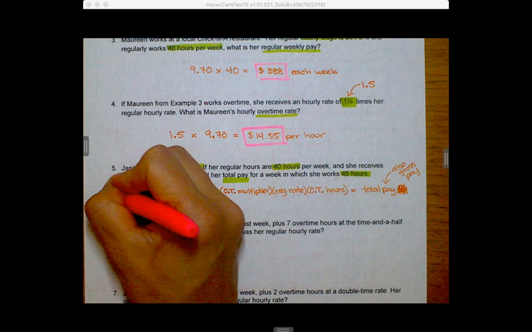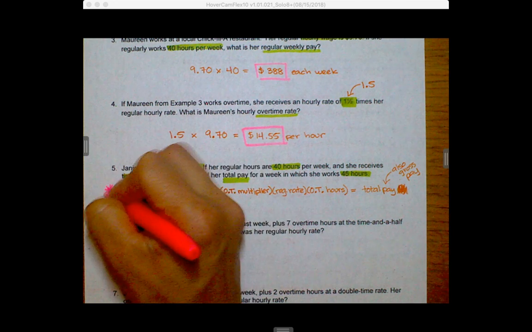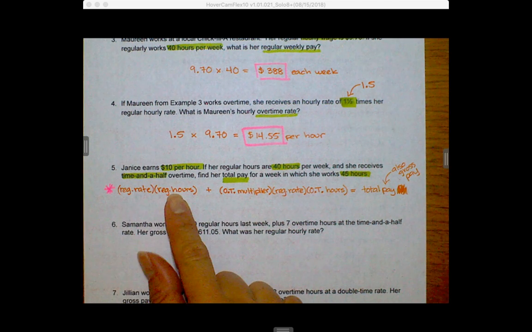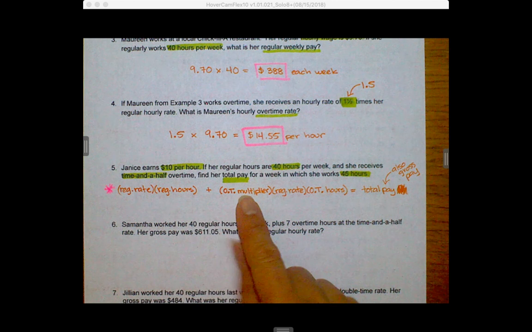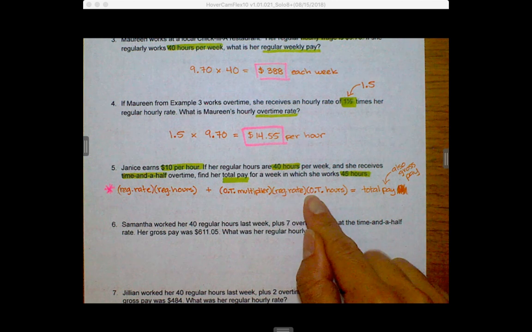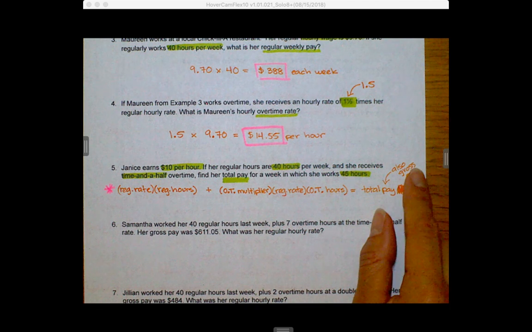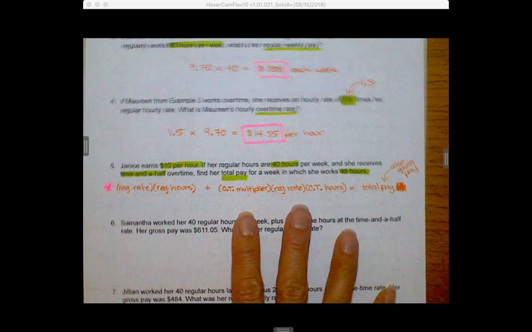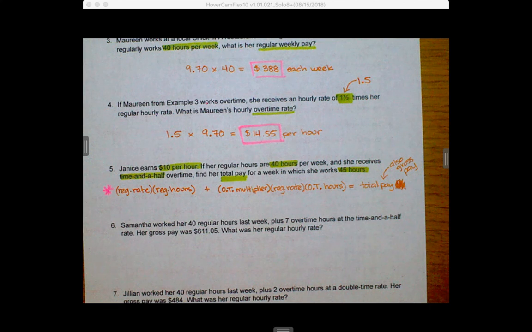Okay, so what we're going to do is fill in everything we know into this formula. This formula is super important, so write this down and refer to it. Regular rate times regular hours plus your overtime multiplier times the regular rate times the overtime hours is going to equal your total pay, also known as gross pay.